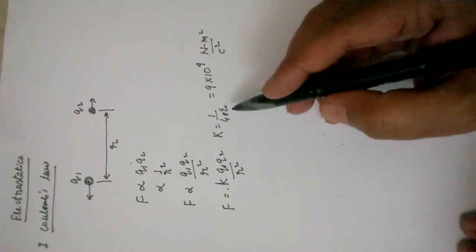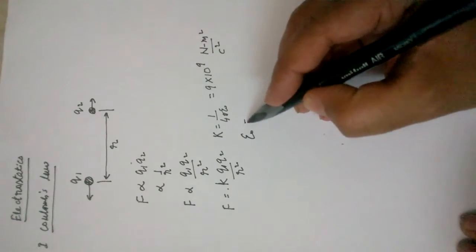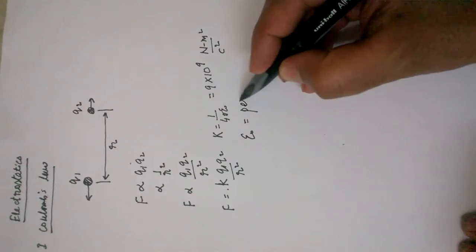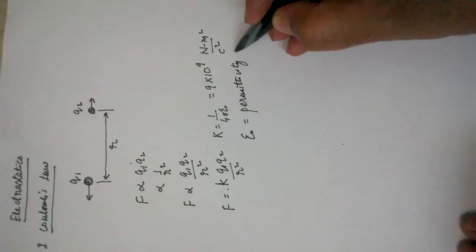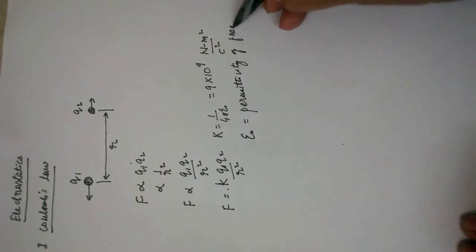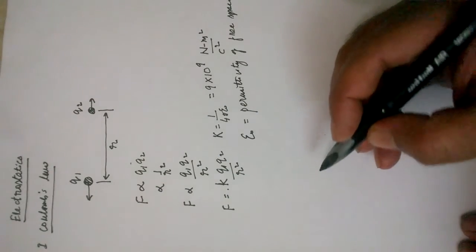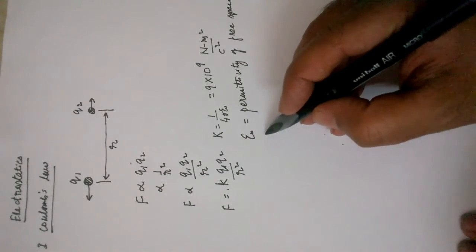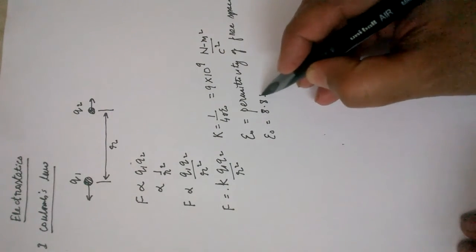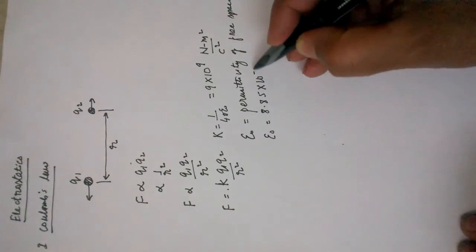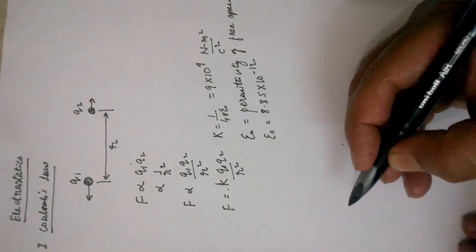Now we have this new constant 1 by 4 pi epsilon 0. So epsilon 0 is another constant, and this constant is called permittivity of free space. It is an electrical constant, and it has a value equal to 8.85 into 10 raised to the power minus 12. So this is about Coulomb's law.